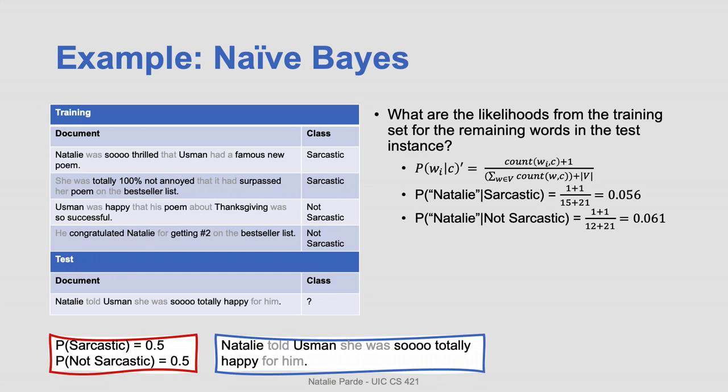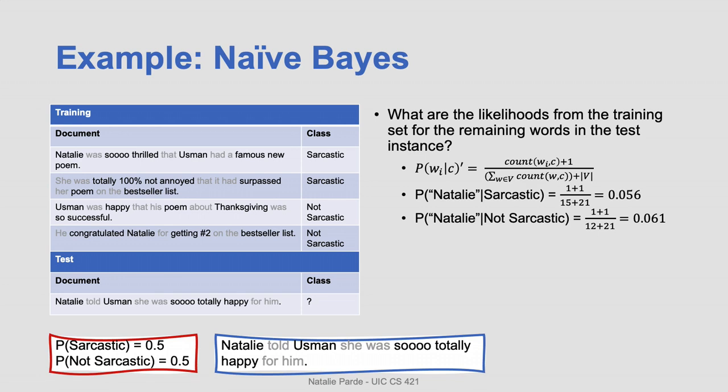We find that the word Natalie occurred 1 time in the set of sarcastic training samples and 1 time in the set of non-sarcastic training samples. We're doing Laplace smoothing here, so to compute the likelihood for Natalie, given that the class is sarcastic, we'll have 1 plus 1 in the numerator. In the denominator, we'll have 15 because there were 15 valid words in the training set belonging to the sarcasm class, plus 21 because there are 21 unique words across the entire vocabulary. So it'll be 2 divided by 36, which equals 0.056.